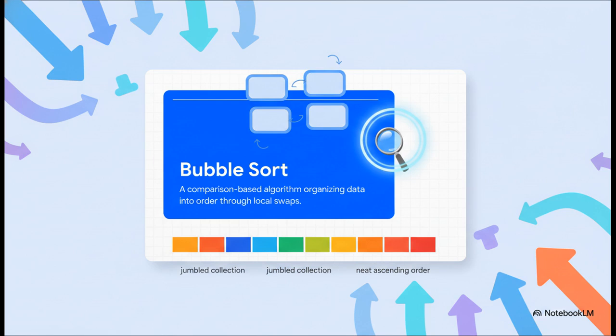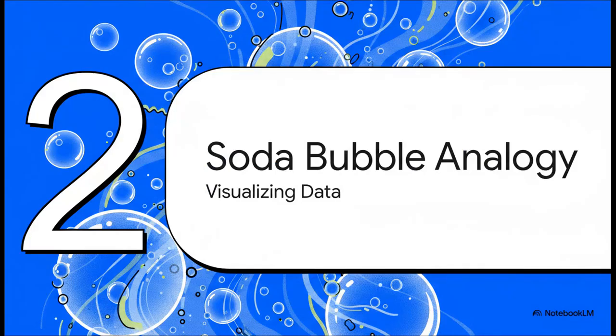And how exactly does it pull this off? Well, through local swaps. Basically, it repeatedly steps through the list, looks at adjacent elements, right side by side, compares them, and swaps them if they happen to be in the wrong order. It's a highly localized way to look at a problem. You aren't looking at the whole array at once, you're just looking at the two items right in front of you.